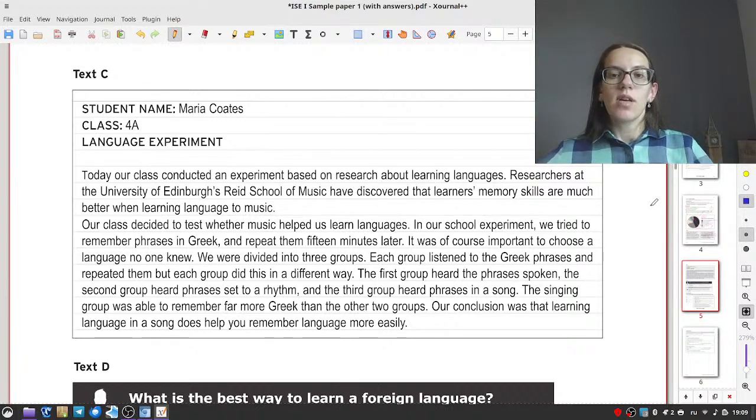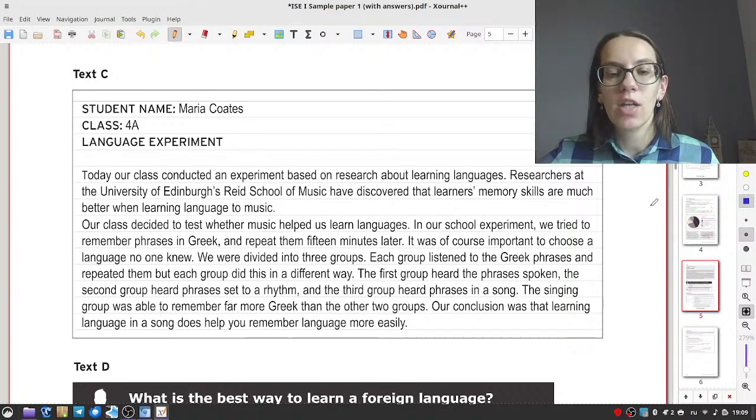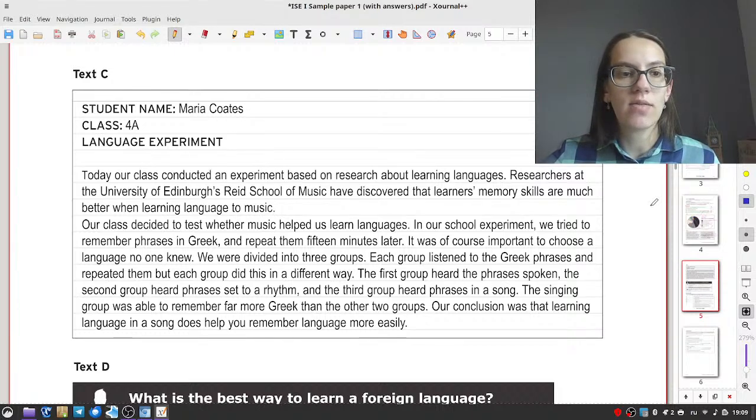In our school experiment, we tried to remember phrases in Greek and repeat them 15 minutes later. It was of course important to choose a language no one knew. We were divided into 3 groups. Each group listened to the Greek phrases and repeated them, but each group did this in a different way. The first group heard the phrases spoken. The second group heard phrases said to a rhythm, and the third group heard phrases in a song. The singing group was able to remember far more Greek than the other 2 groups. Our conclusion was that learning language in a song does help you remember language more easily.